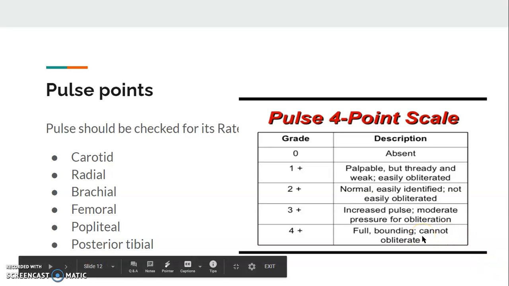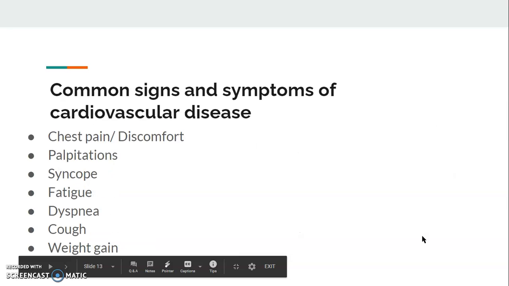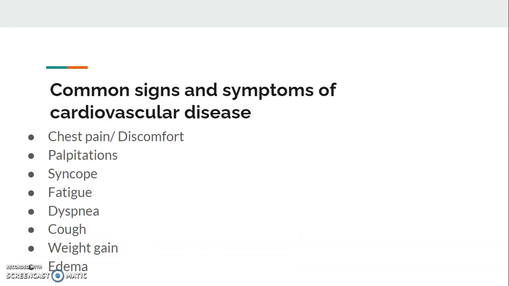These are all the common signs and symptoms you will witness in your cardiovascular disease patients, like chest pain or chest discomfort, palpitations, syncope, fatigue, dyspnea, cough, weight gain and edema.